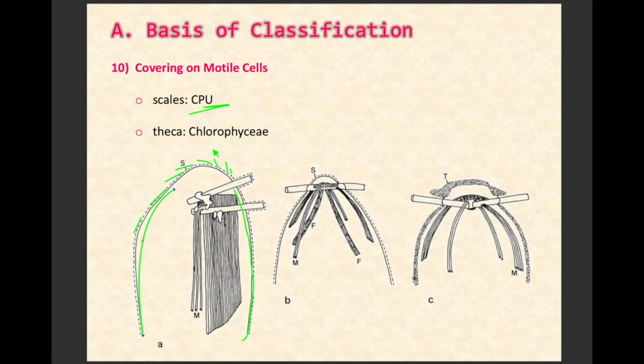And yung mga Chlorophyceae naman natin, they have this very thick tika. Parang nag-fuse na tika. Yan yung mga Chlorophyceae natin. Okay? So, yan yung main difference nila in terms of covering of your motile cell.